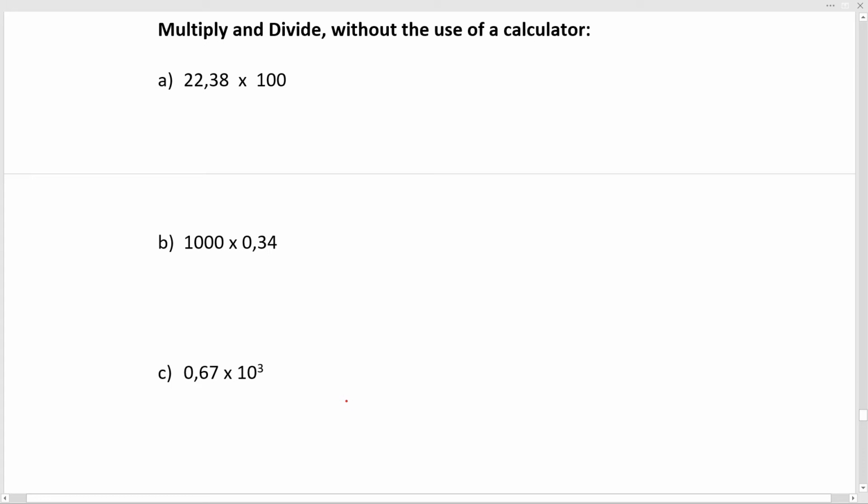Next, we're going to look at multiplying and dividing without using a calculator. And we're just going to use multiples of 10. Here I'm going to multiply by 100, which is exactly the same as moving the comma twice because there's two zeros. 1, 2. My answer is going to be 2238. And of course you can check on the calculator.